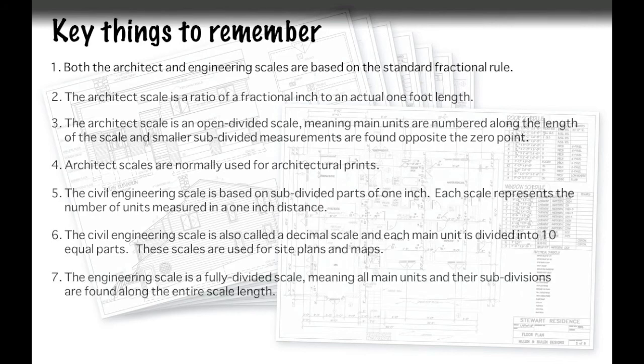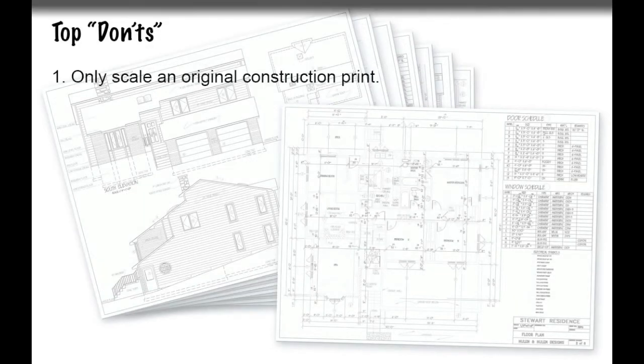And 7, the engineering scale is a fully divided scale, meaning all main units and their subunits are found along the entire length of the scale. Now, here are some don'ts on using scales. 1, only scale an original construction print. Copies are distorted and would provide misleading measurements.